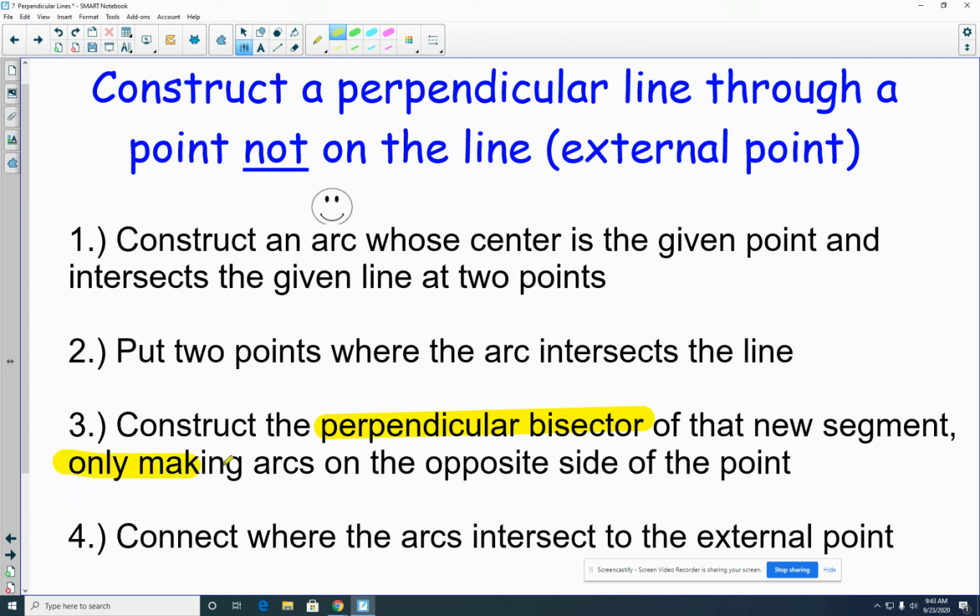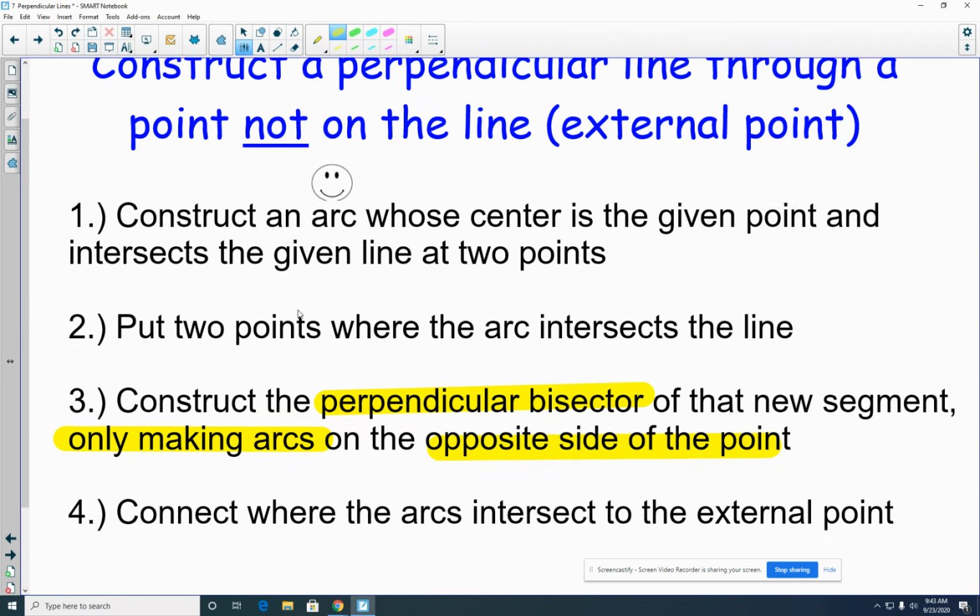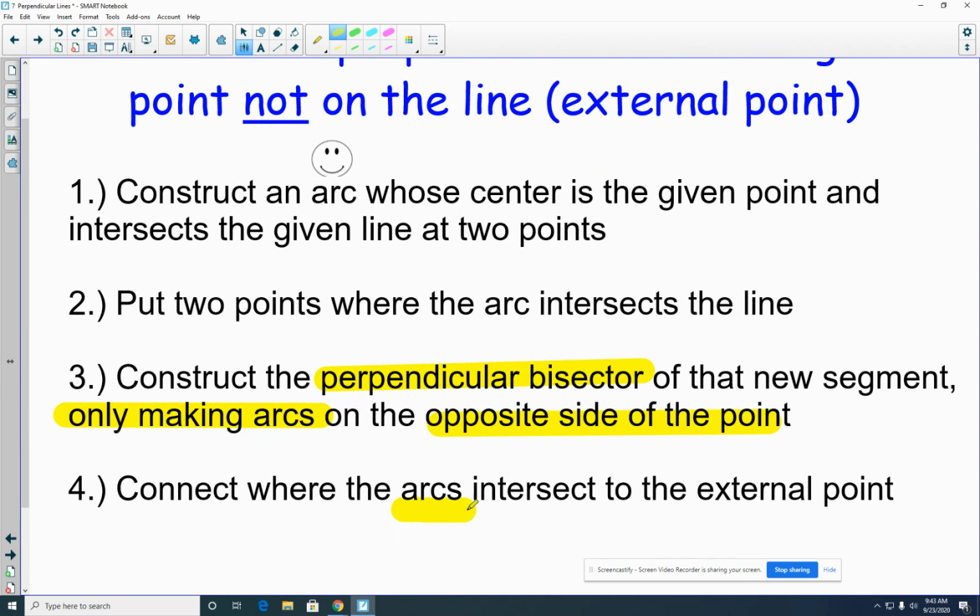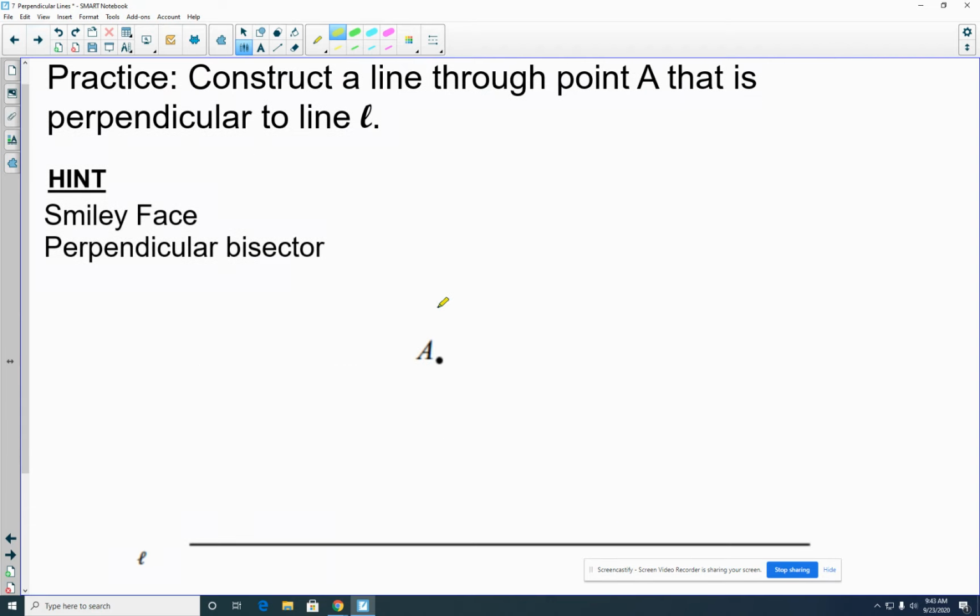However, we only needed marks on the opposite side of the point. Right? It only had to go on the opposite side of the point. And then we connected where the arcs intersect to the external point. And that made our perpendicular line. All right, let's try it again here. So I'm going to take the steps away, but we gave you 2 hints. And if you can remember these 2 hints, you'll be great. So we're going to smiley face, smile through the line, and then do the perpendicular bisector.